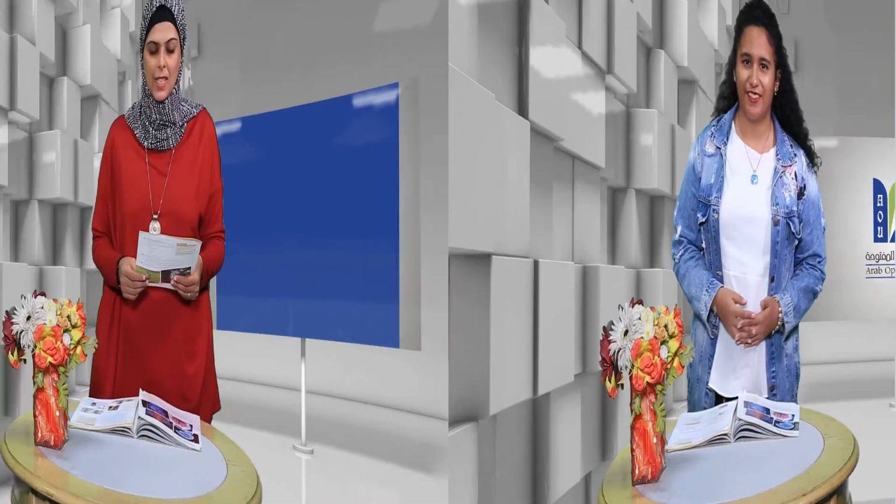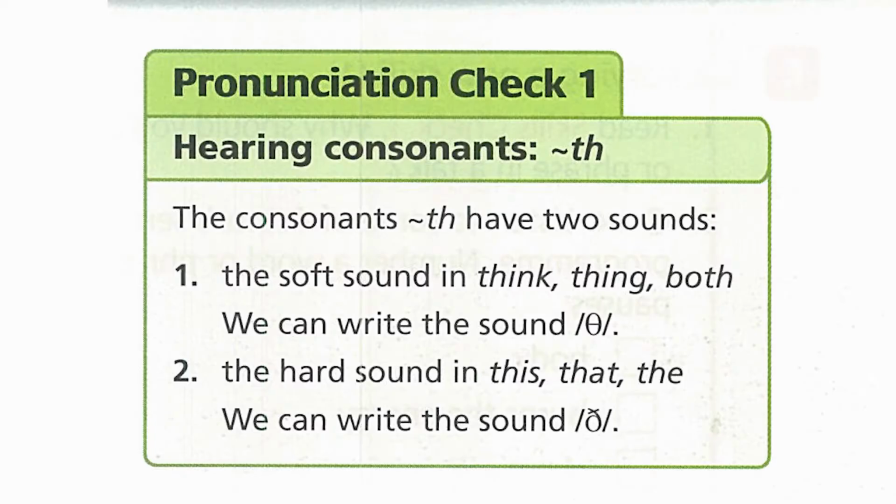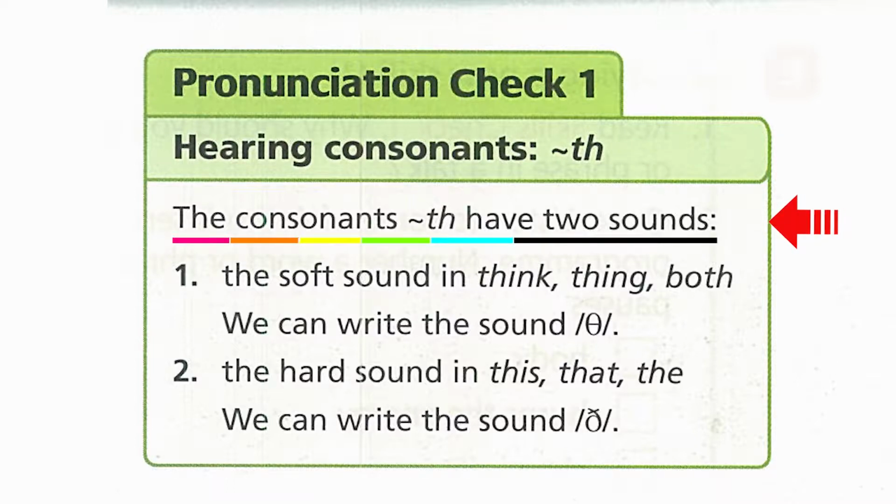Hello and welcome to Theme 4, Episode 2. Now let's begin this episode with some phonetics check. Now let's go to the first pronunciation check in this episode. It's about the TH and how we hear it as a consonant. The consonants TH together have two sounds.